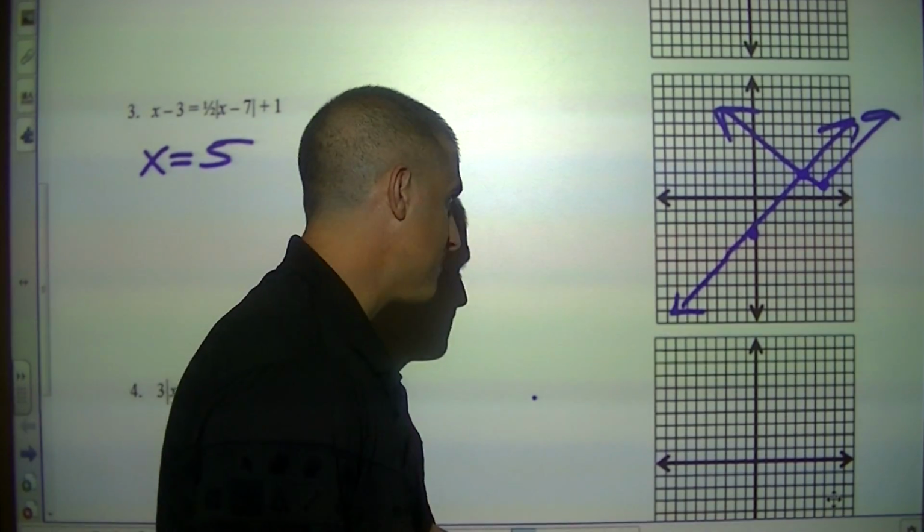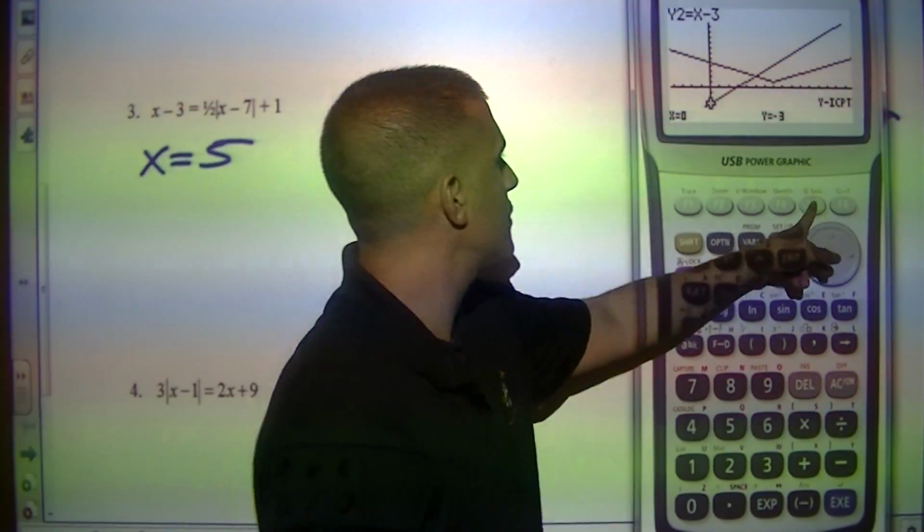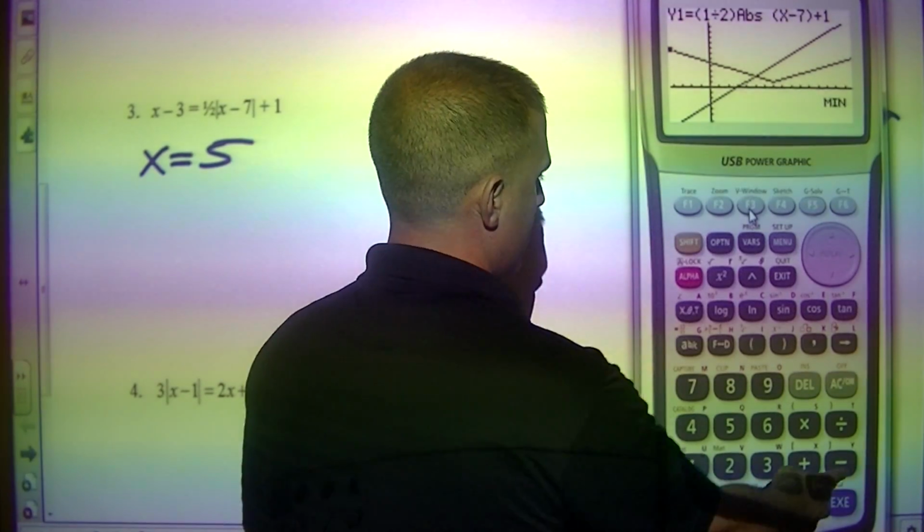If you would want to find the minimum there, G-solve minimum. Okay. All right.